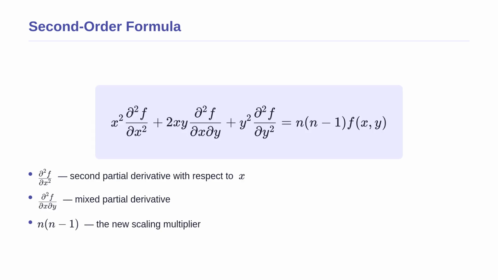Let us examine the formula for the extended second-order theorem. The equation involves x squared times the second derivative with respect to x plus 2xy times the mixed partial derivative plus y squared times the second derivative with respect to y. Notice how the coefficients on the left side match the pattern of expanding a binomial squared. On the right side, the original function is now multiplied by n times n minus 1.